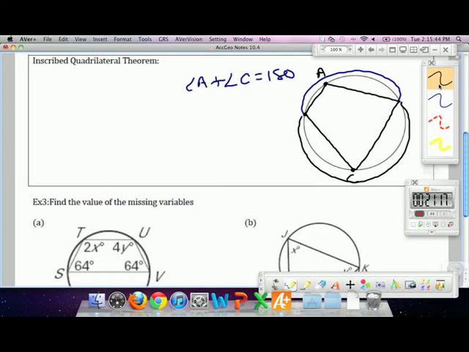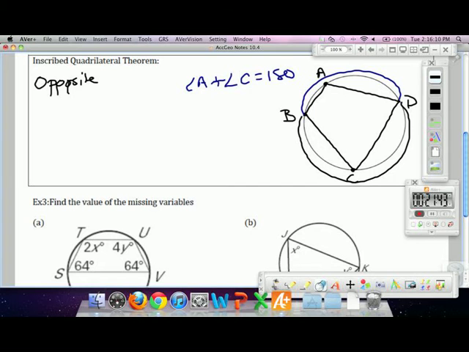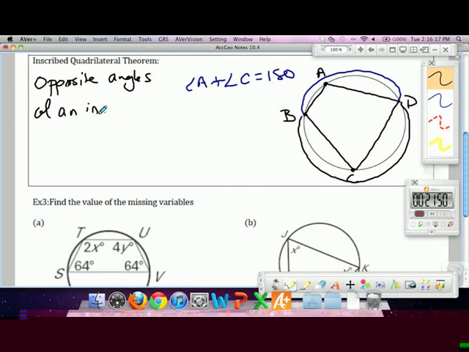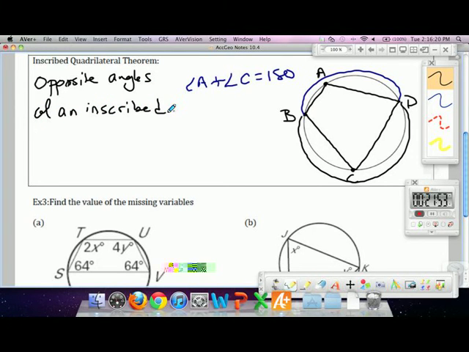So then you can play that same game. If you erase these arcs on the outside, you can play that same game with, say, B and D, because you still get a chunk of the circle and then the remaining chunk of the circle. The inscribed quadrilateral theorem says that opposite angles of an inscribed quadrilateral are supplementary.